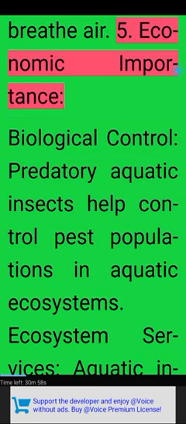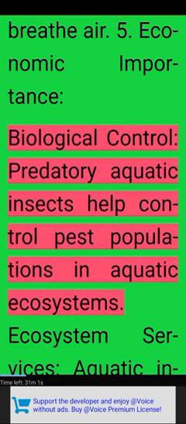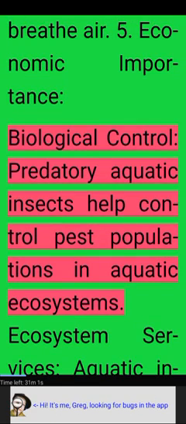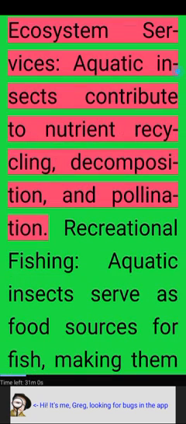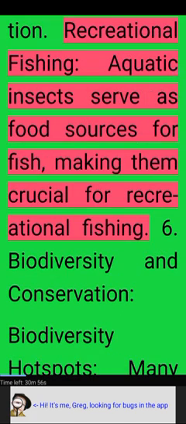5. Economic importance. Biological control. Predatory aquatic insects help control pest populations in aquatic ecosystems. Ecosystem services. Aquatic insects contribute to nutrient recycling, decomposition, and pollination. Recreational fishing. Aquatic insects serve as food sources for fish, making them crucial for recreational fishing.